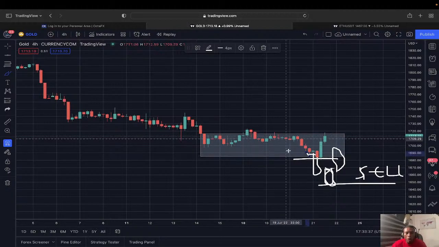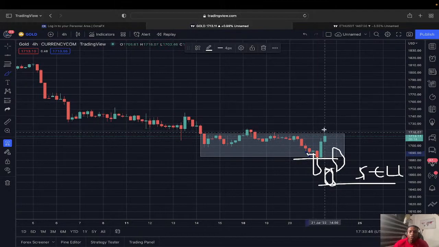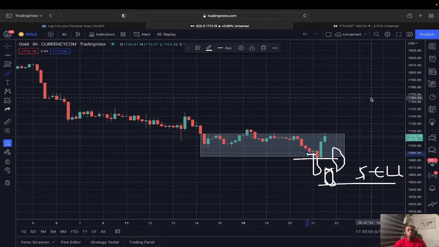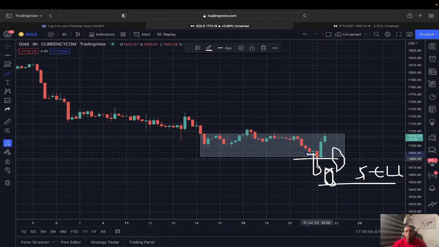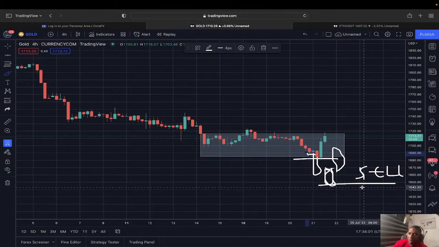So what do we do now? We wait to see what gold does in this region. If it breaks out of this candle and after the breakout candle, the next candle closes above it, then we are good to go buying. If the candle breaks below and the bearish breakout candle closes below it, then we are good to sell. All right, good.